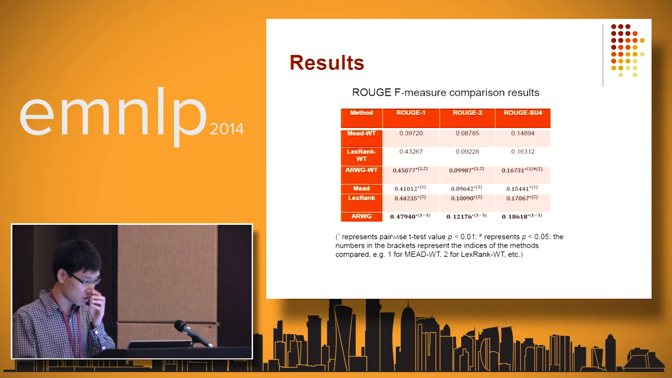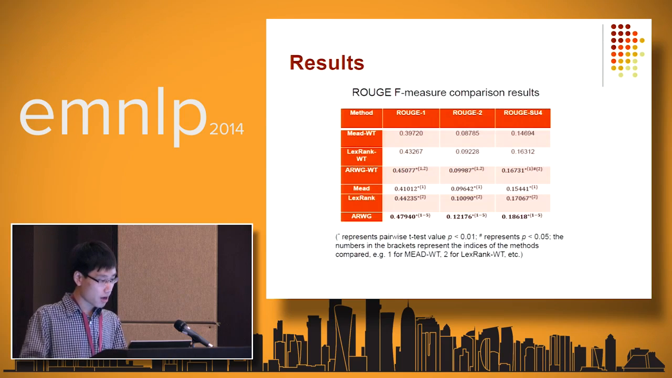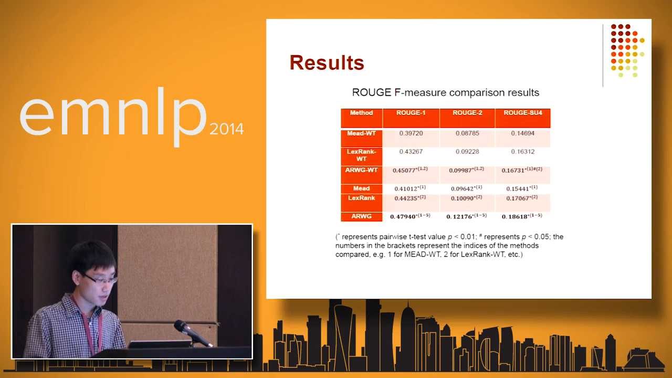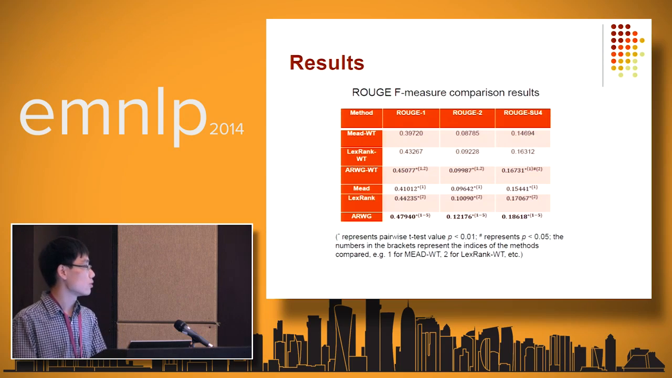So here is the result of the ROUGE F-measure score. We can see that our system performs much better than the baselines, and our method and all the baselines can get an improvement after considering the target paper's content. So the results prove our assumption of the structure of the related work section.